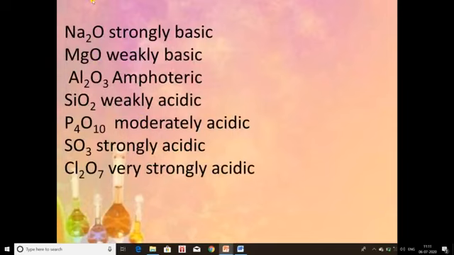Now these are the oxides and their nature. Oxide of sodium is strongly basic in nature. Magnesium oxide is weakly basic. Oxide of aluminium is amphoteric in nature. In the same way, oxide of silicon is weakly acidic and oxide of phosphorus is moderately acidic, that means neither more acidic nor less acidic. Next is oxide of sulfur, strongly acidic, and oxide of chlorine is very strongly acidic.